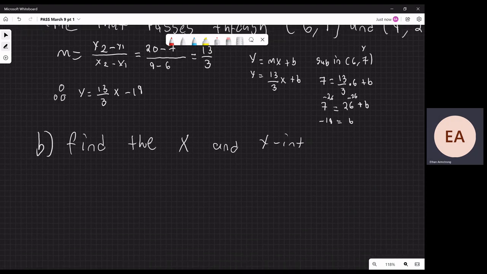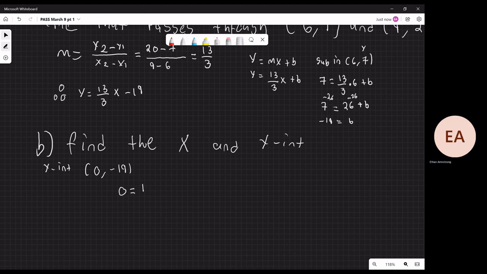Now part B of this question is find the x and y intercepts. Well, we already found the y-intercept, so that is (0, -19). Now to find the x-intercept, we just have to set y to 0. So 0 equals 13 over 3 x minus 19. Then add 19 to both sides.